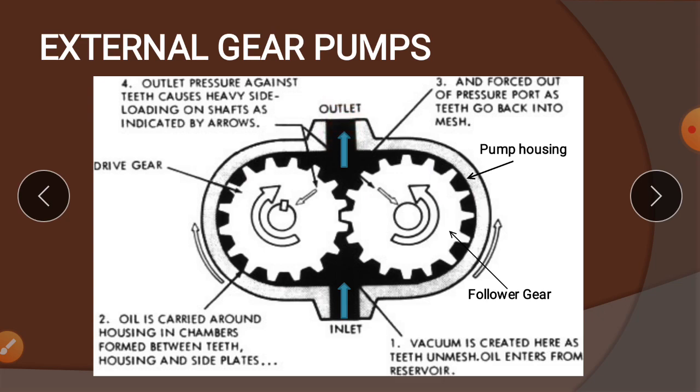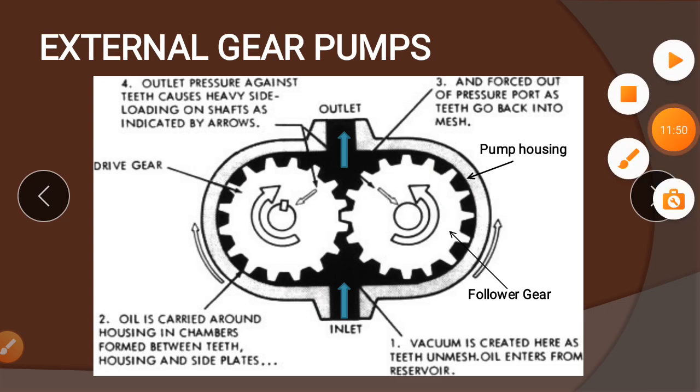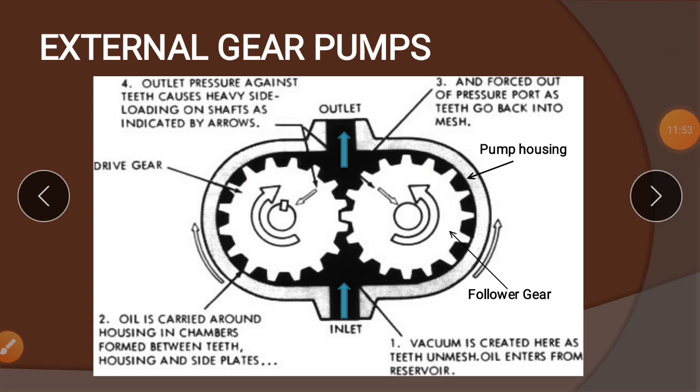So what happens in the working? The driver gear is rotated by some prime mover. When the driver gear rotates in this direction, it meshes with the driven gear or follower gear, which rotates in the opposite direction. This makes a partial vacuum in this cavity. In this portion, the partial vacuum is created.